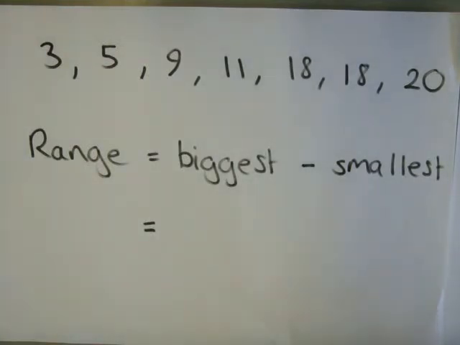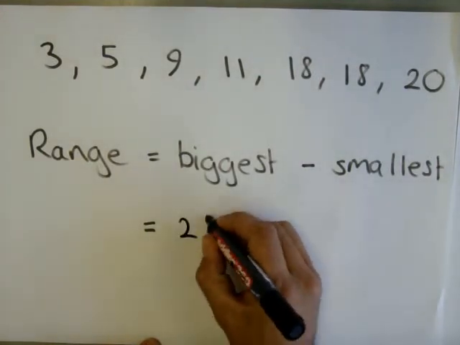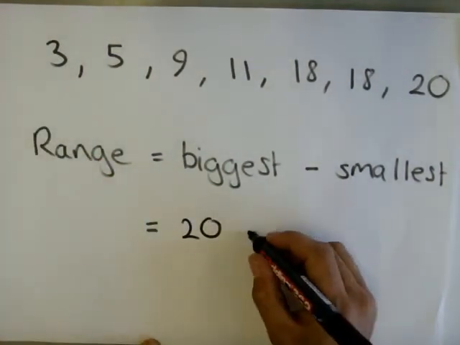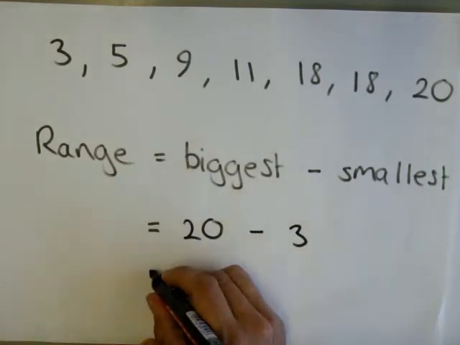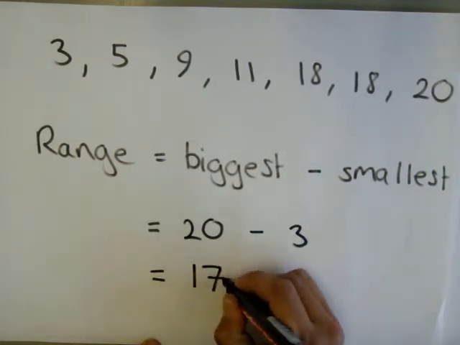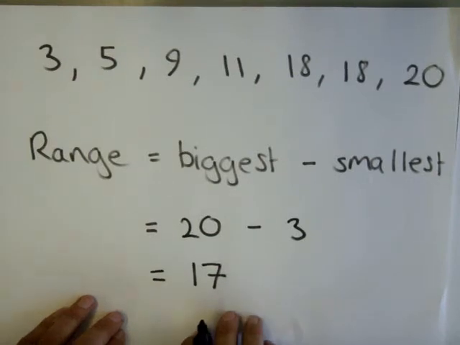Again, my ordered list, my range is the biggest value, take the smallest, so my biggest is at that end. My smallest is here, 20 take away 3 equals 17. So the range here is 17.